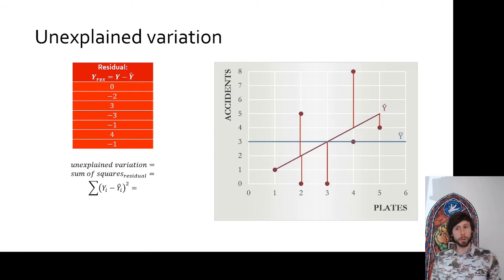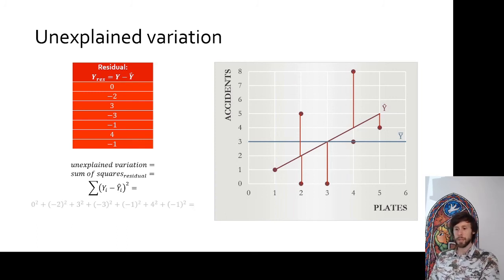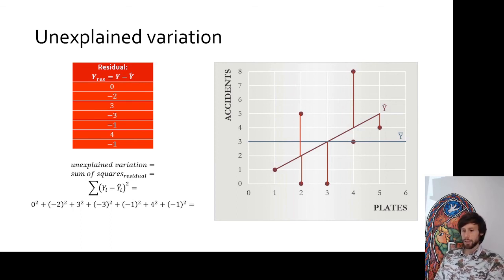Therefore, if you square all those residuals and add them all up, you have the unexplained variation. By now, it should come as no surprise that this is also known as the sum of squares residual, or the sum of squared residuals, depending on how you want to pronounce it. Square and sum all the residuals. That gives you the unexplained variation, and it is going to be 40 in this scenario.